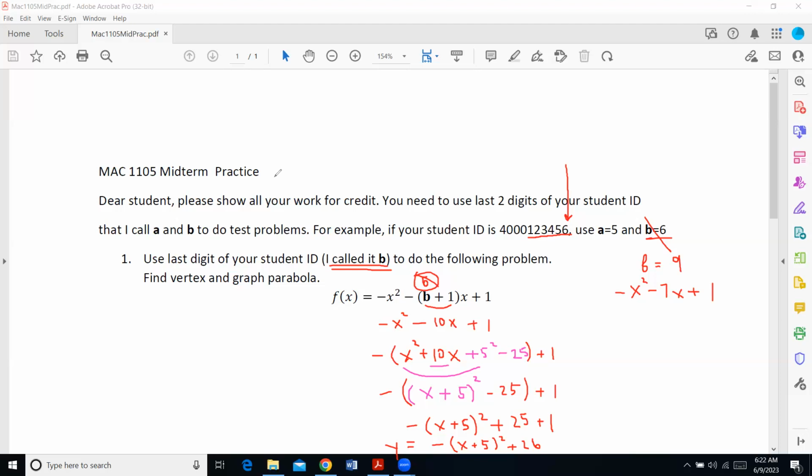That's good. So anyways, I just finished completing the square for this exercise, and now I know how to find the vertex. Remember, there was a little formula.